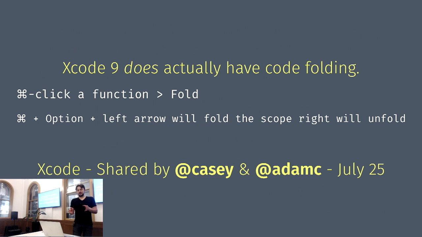Xcode 9 has code folding. There's a menu item where you command click on a function and you can fold it. And what I'm really enjoying about the TIL channel is someone else piles in and says, oh, there's also another way to do the same thing. You can also press command option left arrow to fold and unfold your code. I think I've done that accidentally a lot of times.